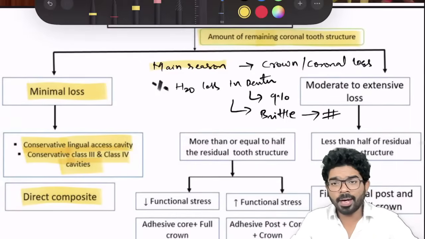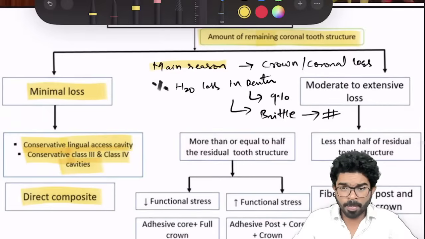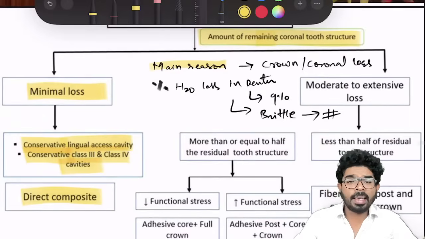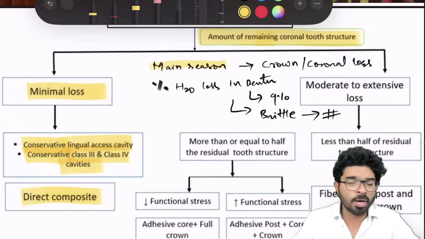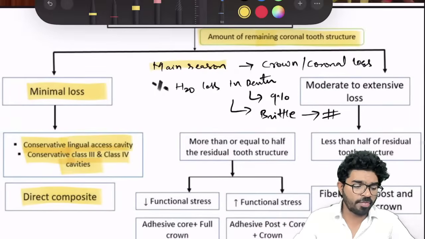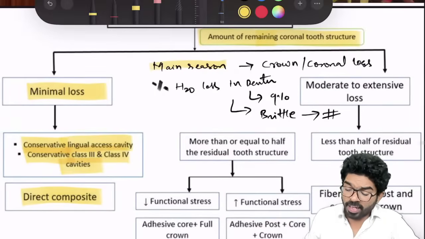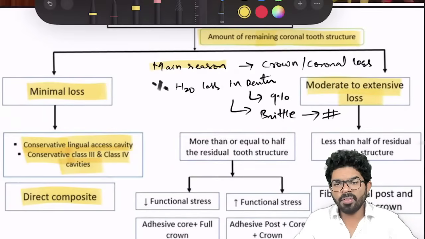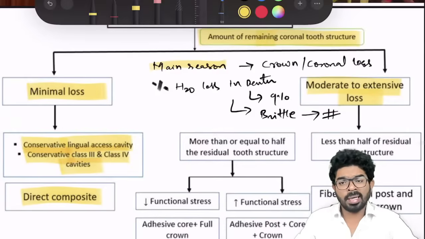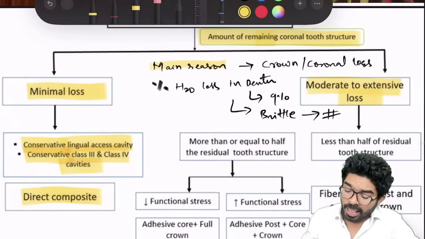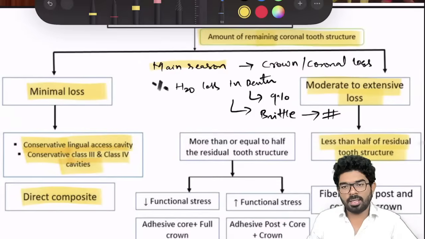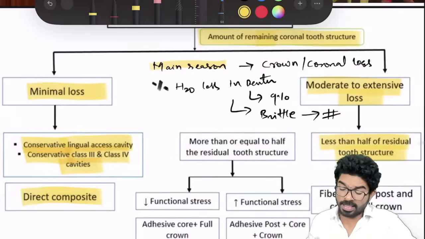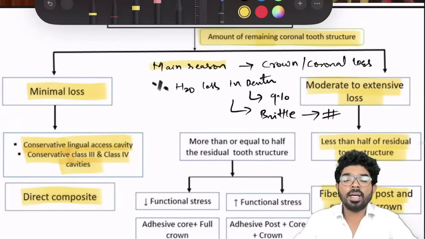It's a very, very frequently asked question: what could be the post-endodontic restoration for a minimal crown loss in the anterior teeth? Your answer is simply go for the composite, basing upon the requirement. Now, whenever it is moderate to extensive loss, again a very important key point: less than half of the residual tooth structure. Whenever the leftover tooth structure is less than 50%, in such scenarios I'm going to go for a post.